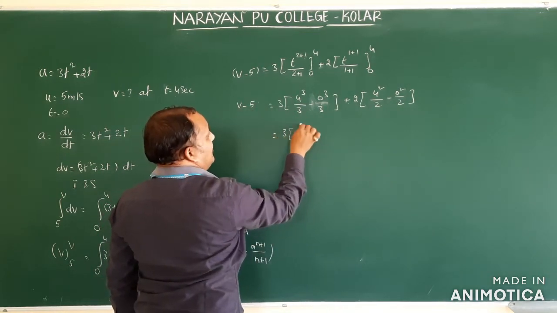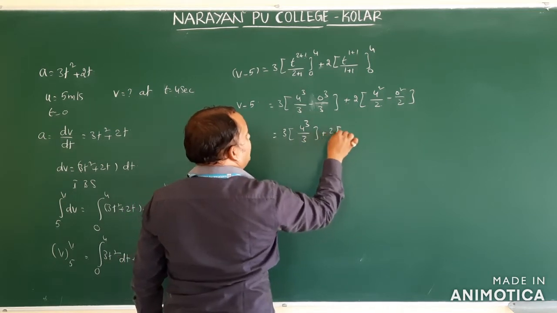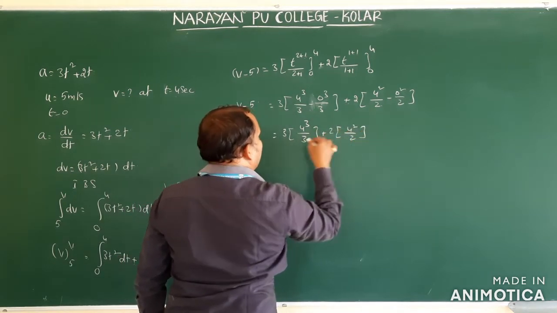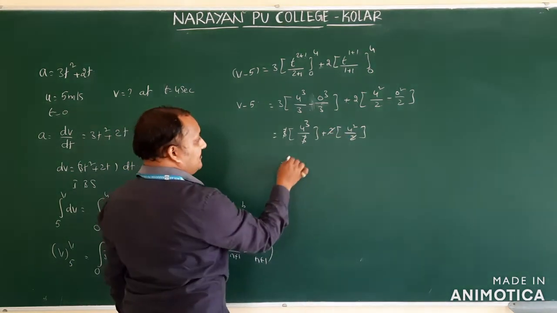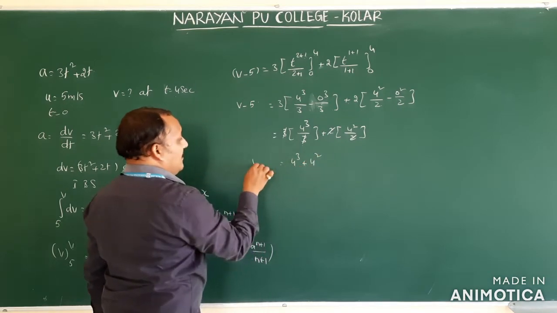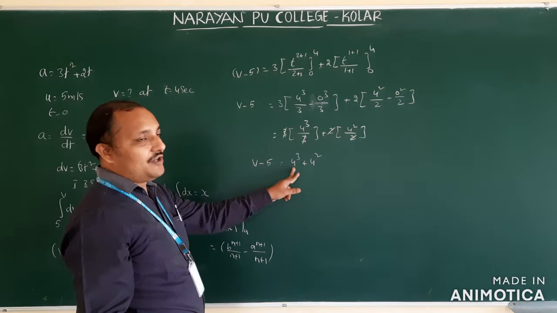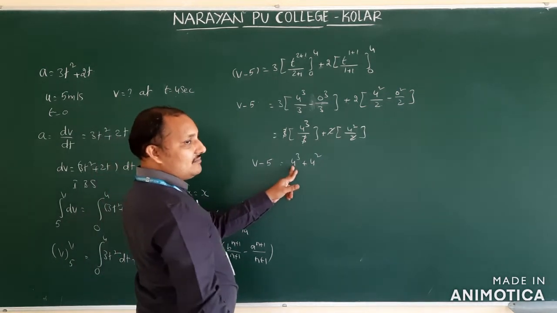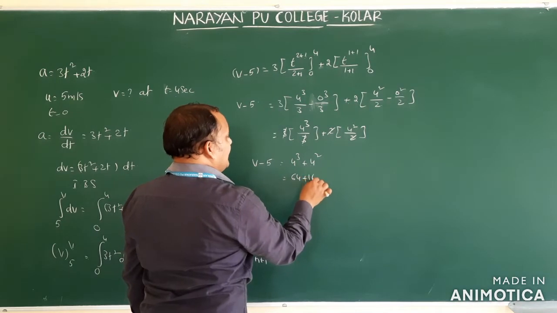So 3 into 4 cube by 3 plus 2 into 4 square by 2. 3, 3 will be cancelled, 2, 2 will be cancelled. So 4 cube plus 4 square, and let's just keep v minus 5. So what is 4 cube? 4 4s are 16. 16 into 4, 64. 64 plus 16.